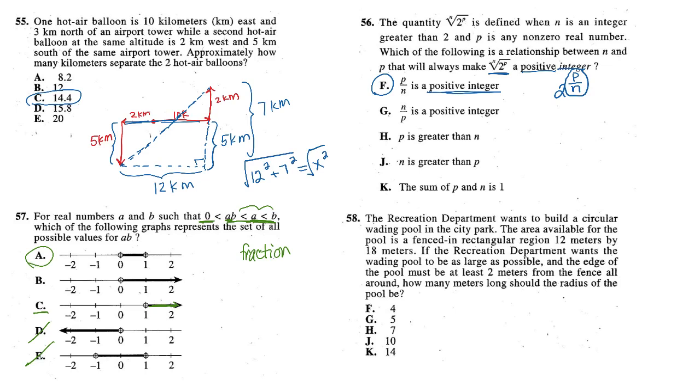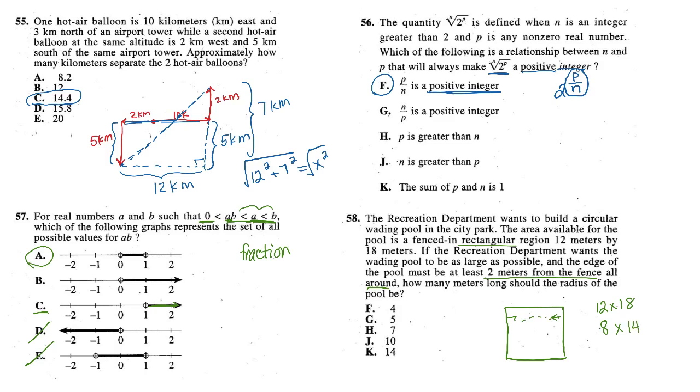Number 58, we need to go ahead and sketch this. We're going to have a rectangle, and we know that rectangle is a 12 by 18. So that almost looks like a square, but y'all use your imaginations. That's a 12 by 18. And so they want to put in a pool that has to be at least 2 meters from the fence all the way around. So I've got to come in 2 meters all the way around. So 2 meters on each side. I really am subtracting 4, so that's going to give me 8 by 14.